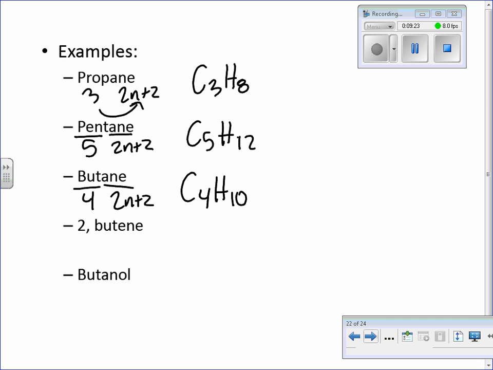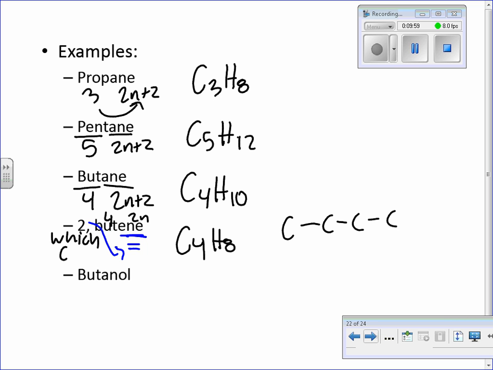Alright, then we have 2-butene. What this 2 is telling us is which carbon a functional group is happening on. Since we have this ene, we know we're going to have a double bond somewhere, and this 2 is telling us where the double bond is happening. But is 4. Ene means we're going to use 2N as our formula. So we have C4, H8.